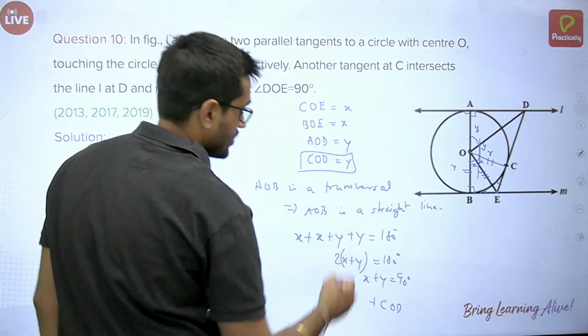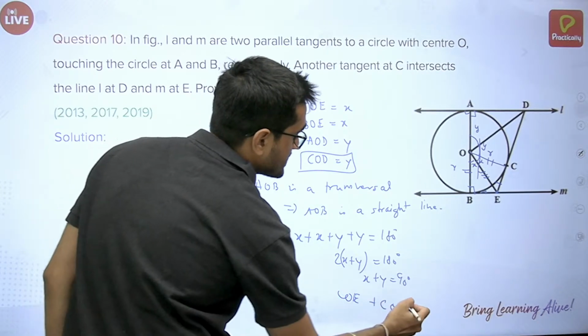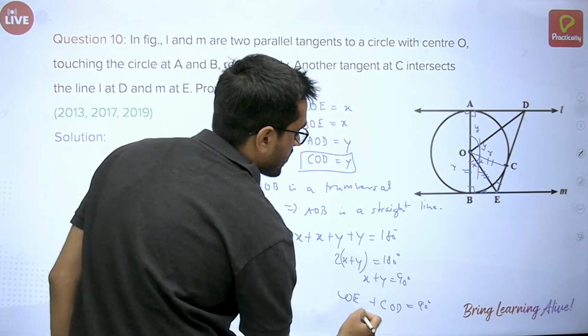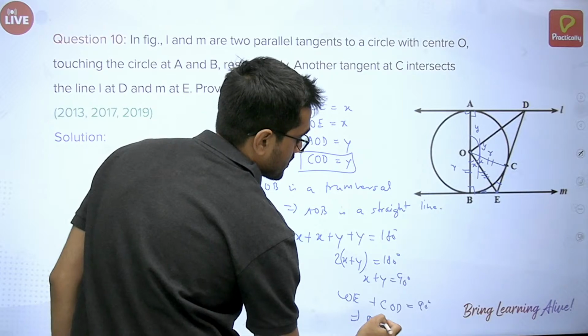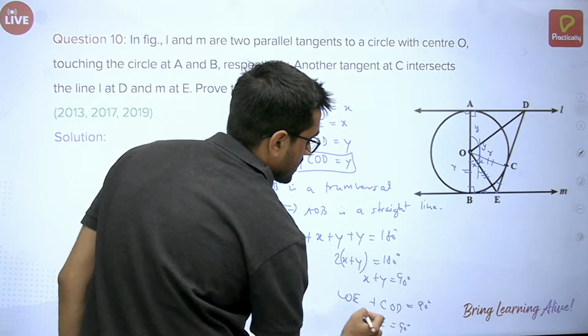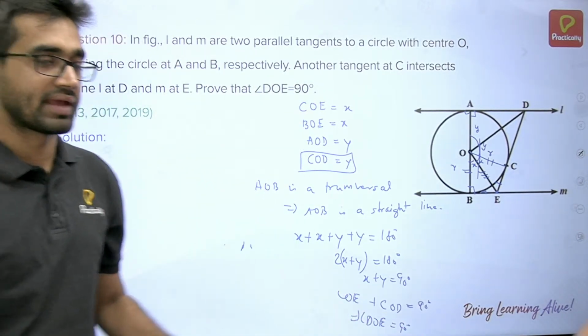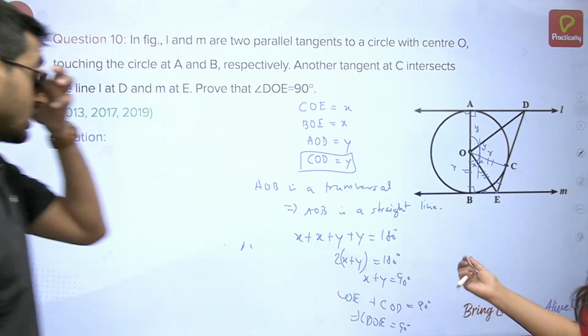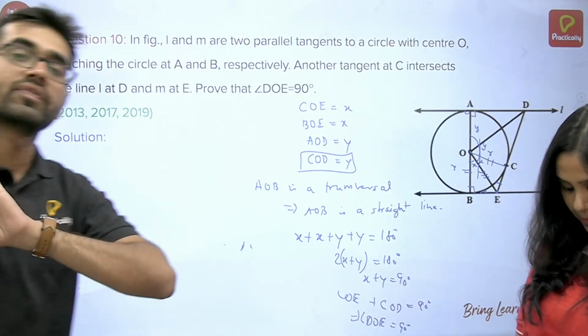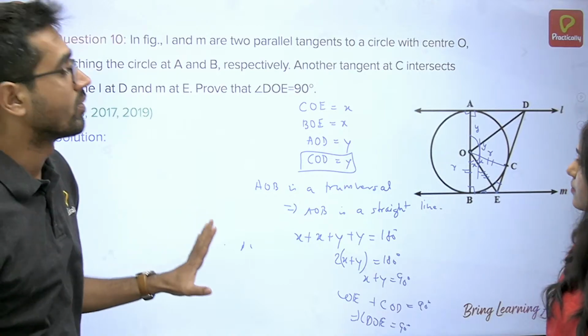Plus COE. I can replace the name. Algebra, that is the benefit. So this implies this is DOE. Just use angle signs. I am saving my time, so I'm not using it. So this is how you can easily and comfortably do this problem.